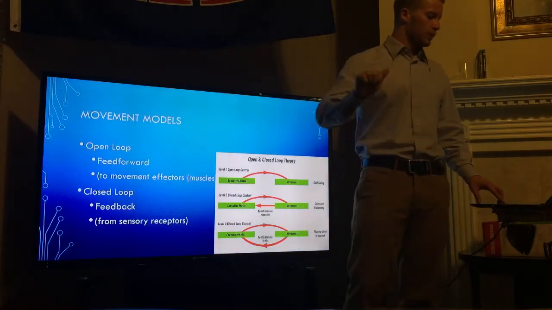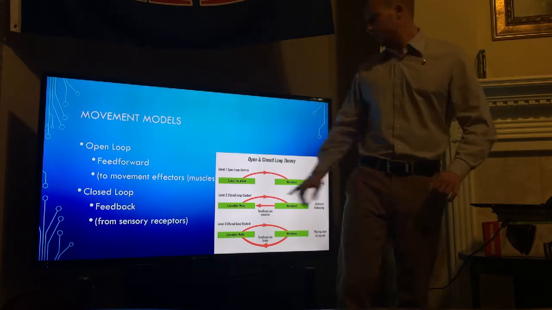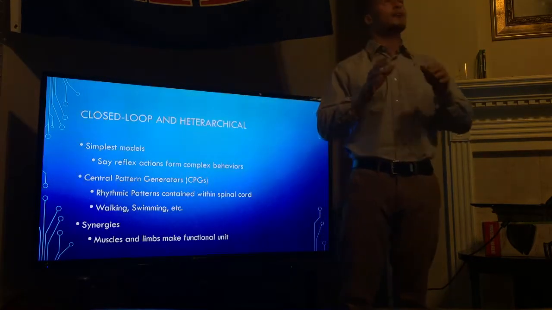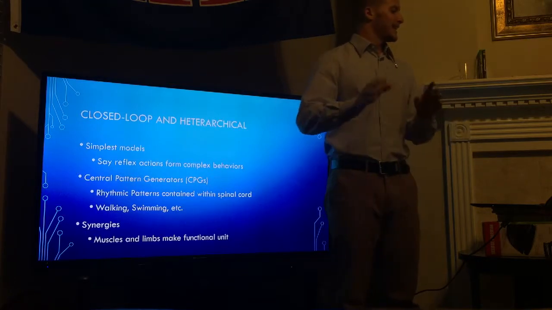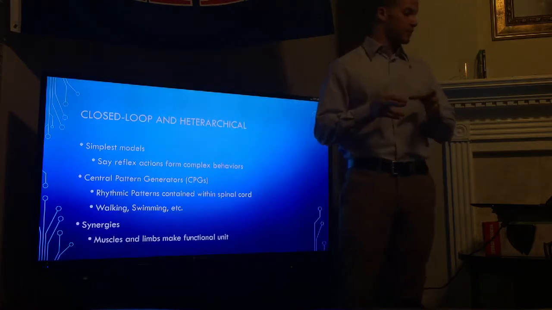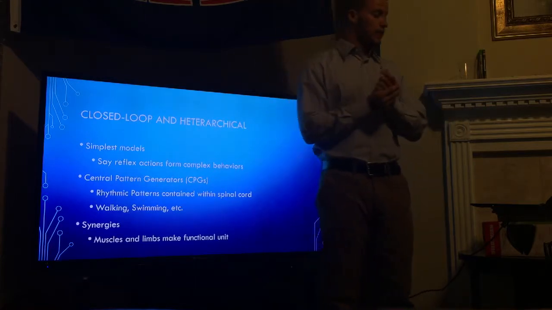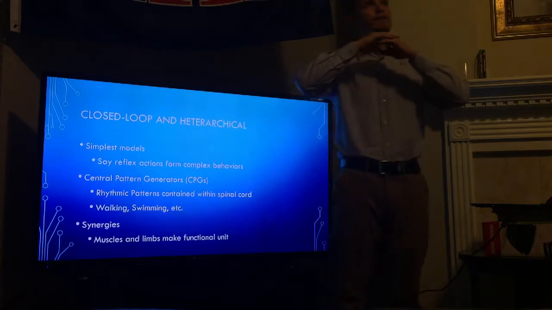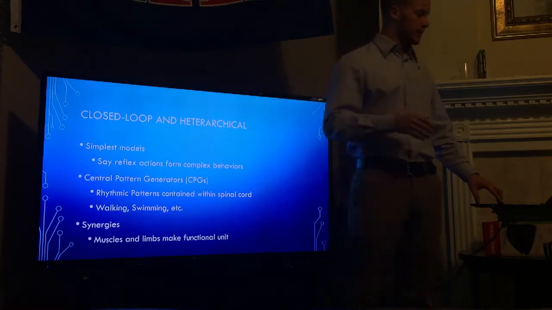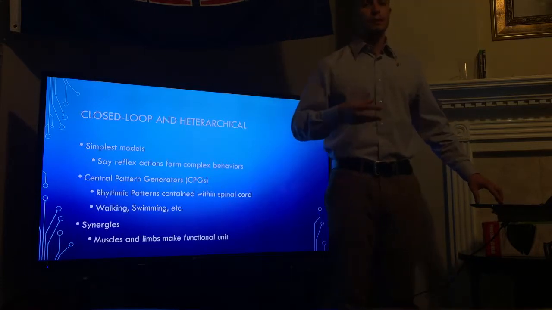Some of the movement models, we have open loop and closed loop. Open loop is feed forward, and closed loop is feedback, as we can see here. Closed loop and hierarchical. These are the simplest models. They say reflex actions form complex behaviors. CPGs, central pattern generators, have rhythmic patterns contained within the spinal cord. So if your spinal cord or the brainstem is detached, you can still have those within a species. These include walking, swimming, etc. And these use synergies to have muscles and limbs form function.